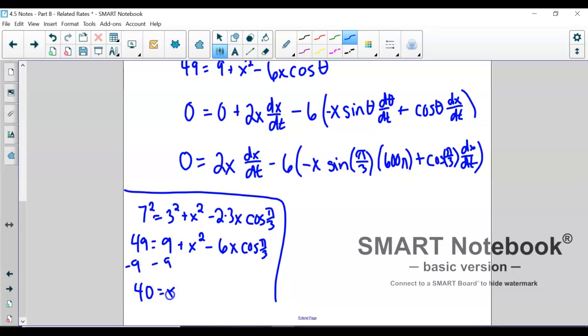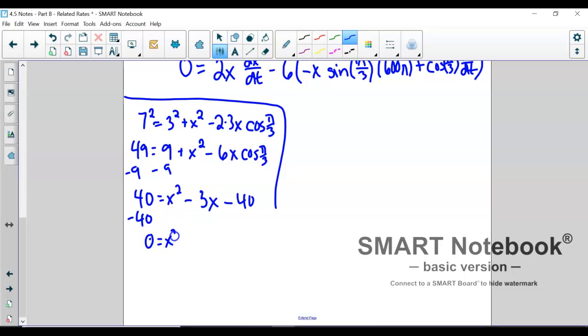You could subtract your 9 over here. 40 equals x squared minus 6x. Let's go ahead and do 6 times cosine pi over 3. I should know cosine of pi over 3 is 1/2. So that's going to be 3 right there. So 3x. And actually, let's move this 40 back over here. So we got 0 equals x squared minus 3x minus 40.